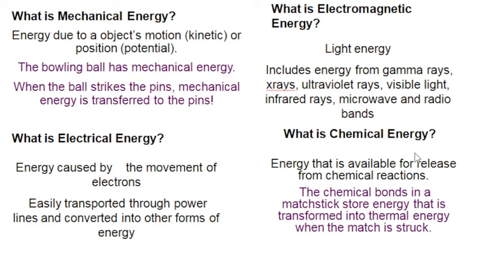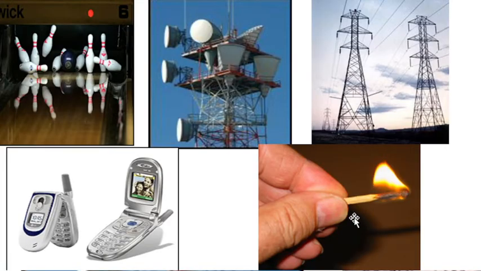Then you see chemical energy, energy that is available for release from a chemical reaction. Okay, a chemical reaction, here you see, when we ignite a matchstick, that is possible due to chemical energy. Okay, so these are the different forms of energy.